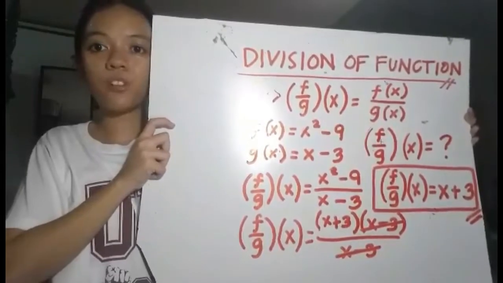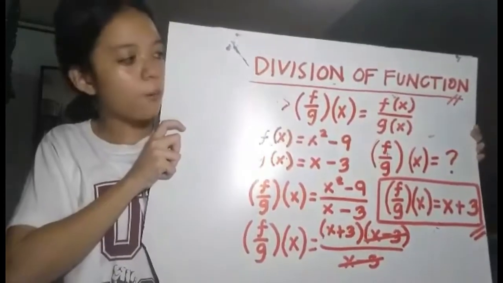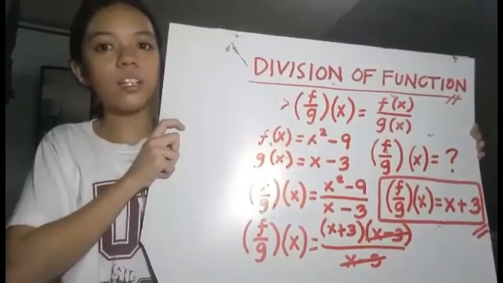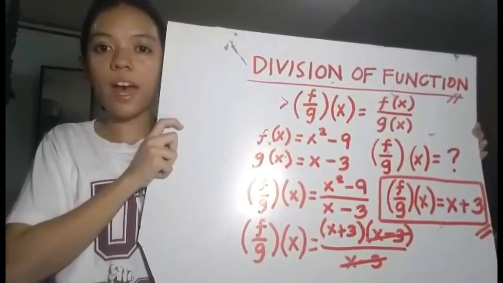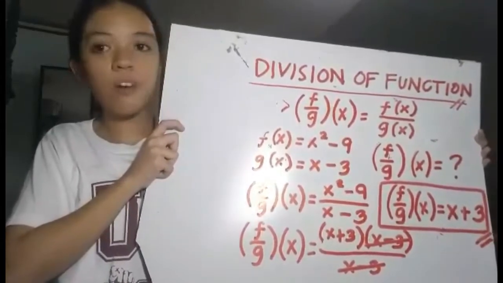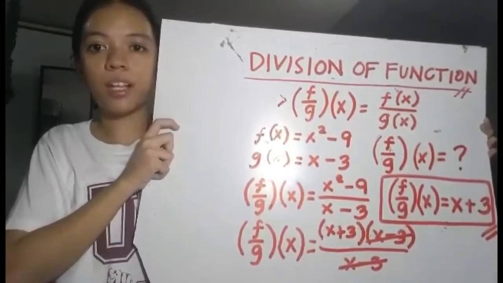So division of functions is simply dividing two functions. So here we have the form right here. The quantity of f divided by g of x equals f of x divided by g of x. So we have an example right here.